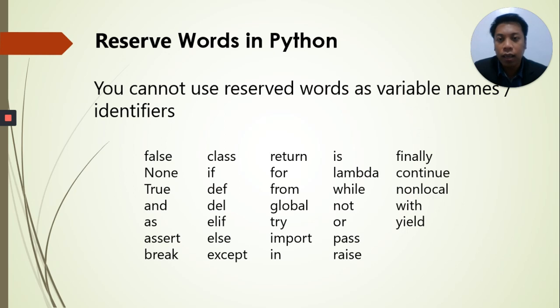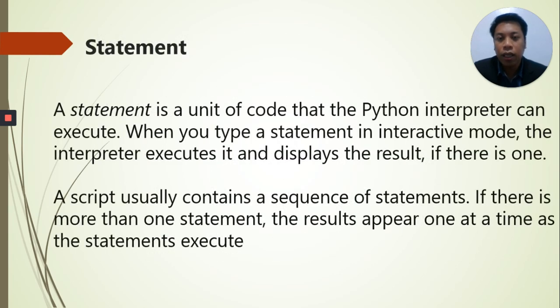Now let's try using a statement in Python. A statement is a unit of code that the Python interpreter can execute. When we type a statement in interactive mode, the interpreter executes it and displays the result, if there is one. A script usually contains a sequence of statements. If there is more than one statement, the results appear one at a time as the statements execute.